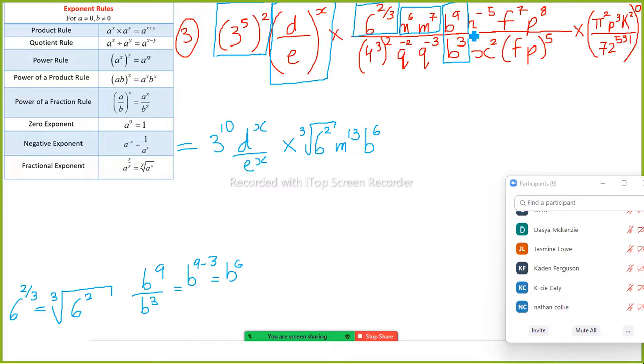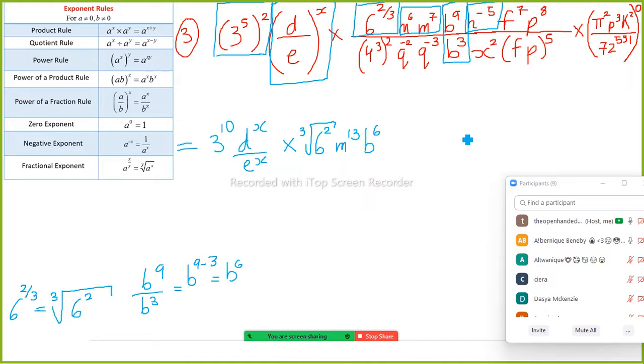Okay, good. So what do we do with H to the power of -5? Albernic, sorry. I have 1 over h to the power of 5. Very good. Okay, good. These things we can't bother with yet. Let's go to the bottom.